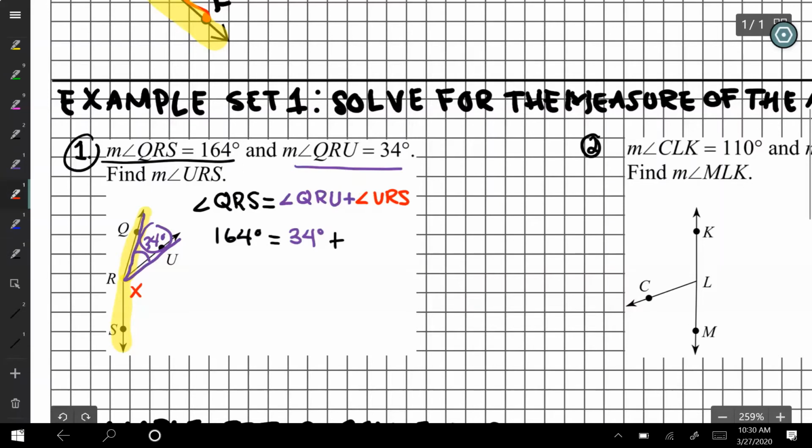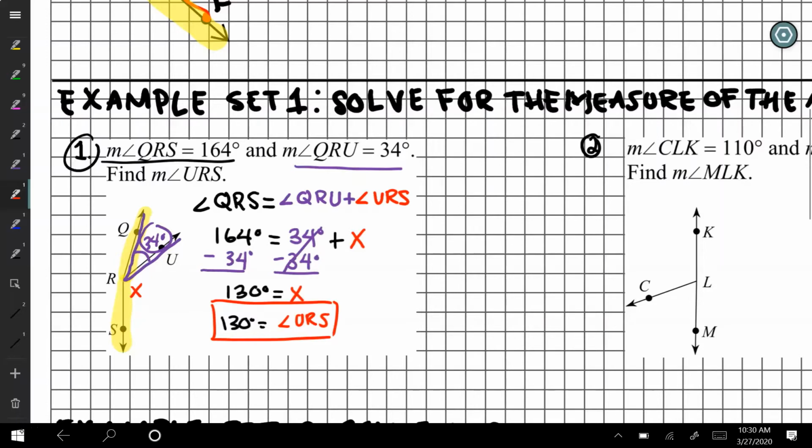So you can either write it as URS and bring that down, or I'm going to write it as x, because it's our unknown. And now all we have to do is solve for x. So we want to get it by itself. I'm going to subtract 34 from both sides, which is going to cancel here. 164 minus 34 is 130 degrees equals x. So angle URS equals 130, and that is our answer.